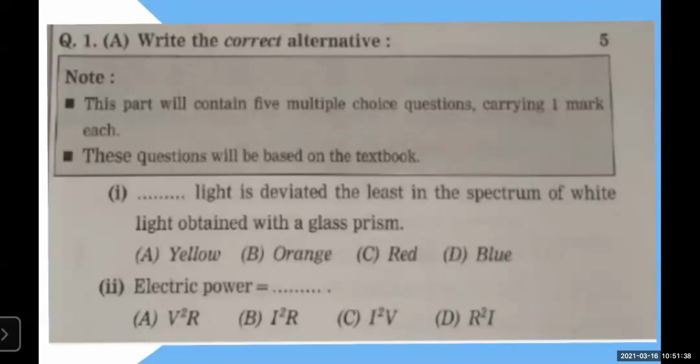Okay, let's start with the first MCQ. Which colour of light is deviated the least in the spectrum of white light obtained with a glass prism? So these are some examples given here in your question paper. Number one, I will tell you the answer also together, and at the end of all MCQs, the answers are also given.